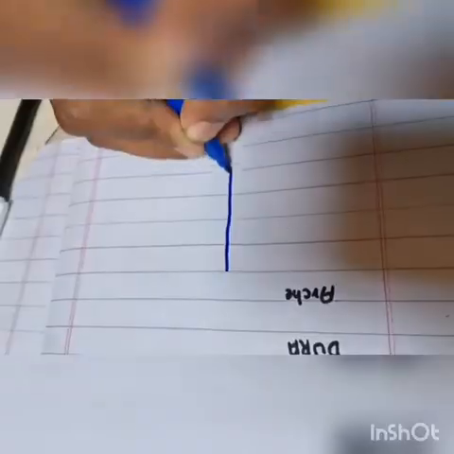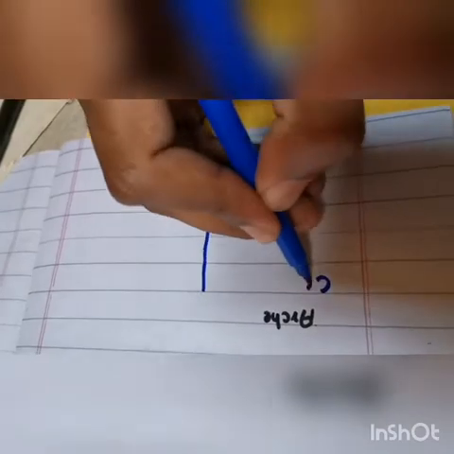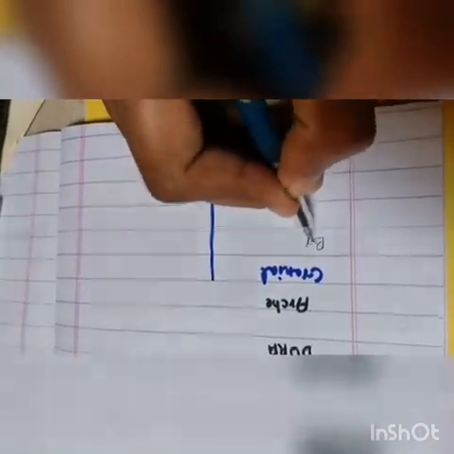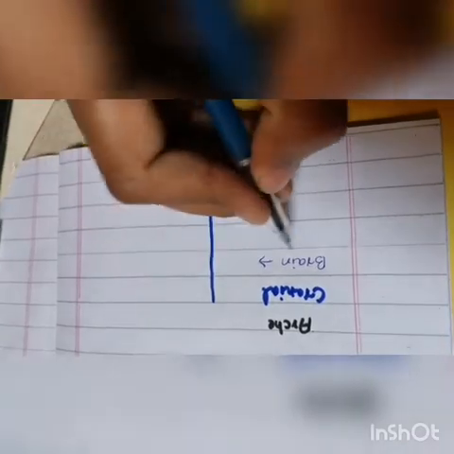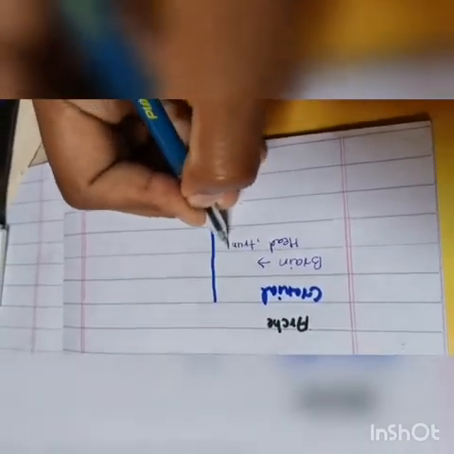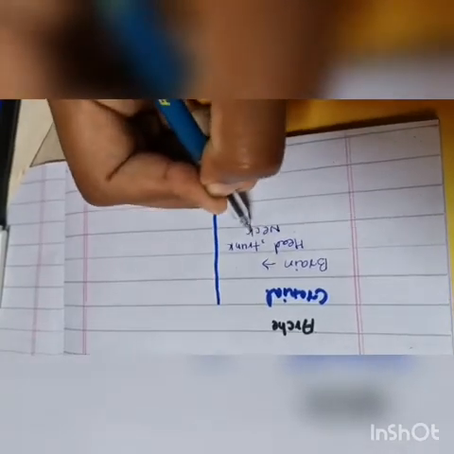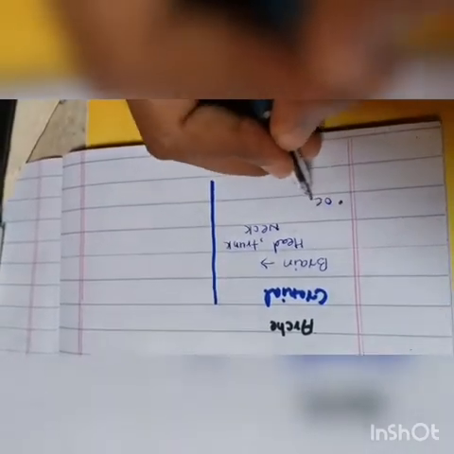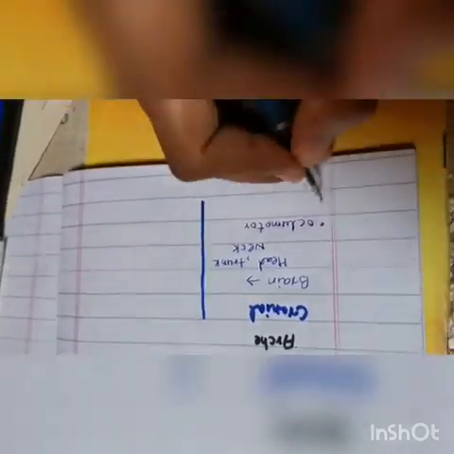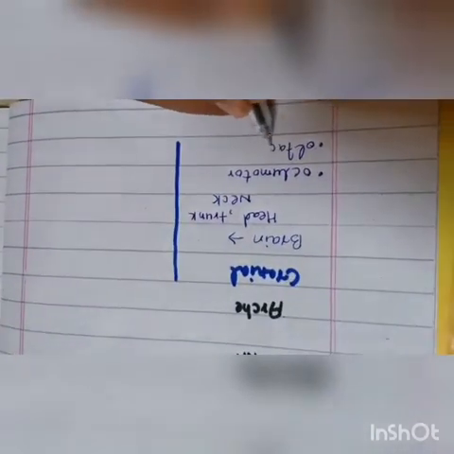Now I will explain the cranial nerves. We have 12 pairs of cranial nerves. Cranial nerves connect the brain to different parts of the body such as the head, trunk, and neck, such as the oculomotor nerve and the olfactory nerve. They are examples of cranial nerves.